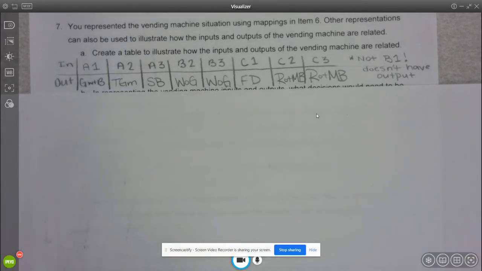You'll notice that I did not list B1 in my table, and that's because B1 doesn't have an output. I wouldn't have anything to list there, so B1 does not get included.